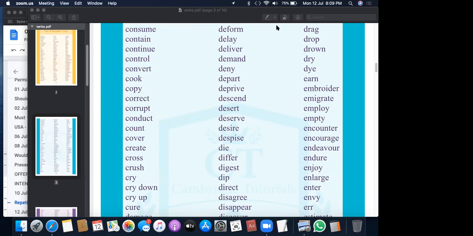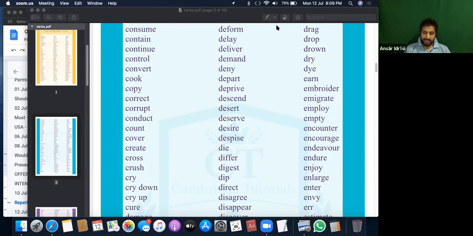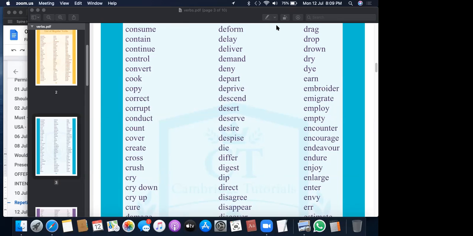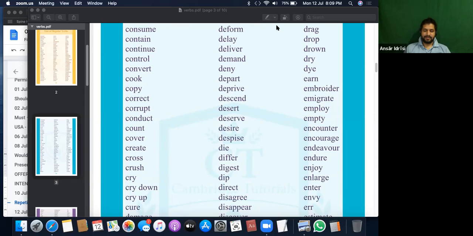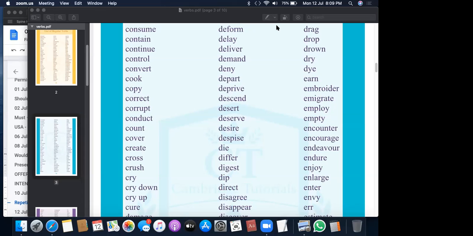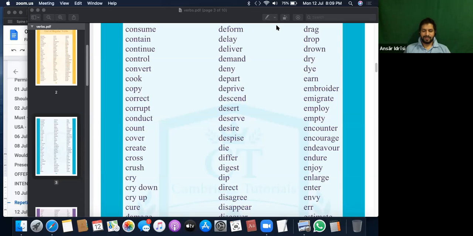We used to create. Did we used to create? We didn't used to create. Create. Next. We used to delay. Did we used to delay? We didn't used to delay. Delay. Next. We used to endure. Did we used to endure? We didn't used to endure. Next.